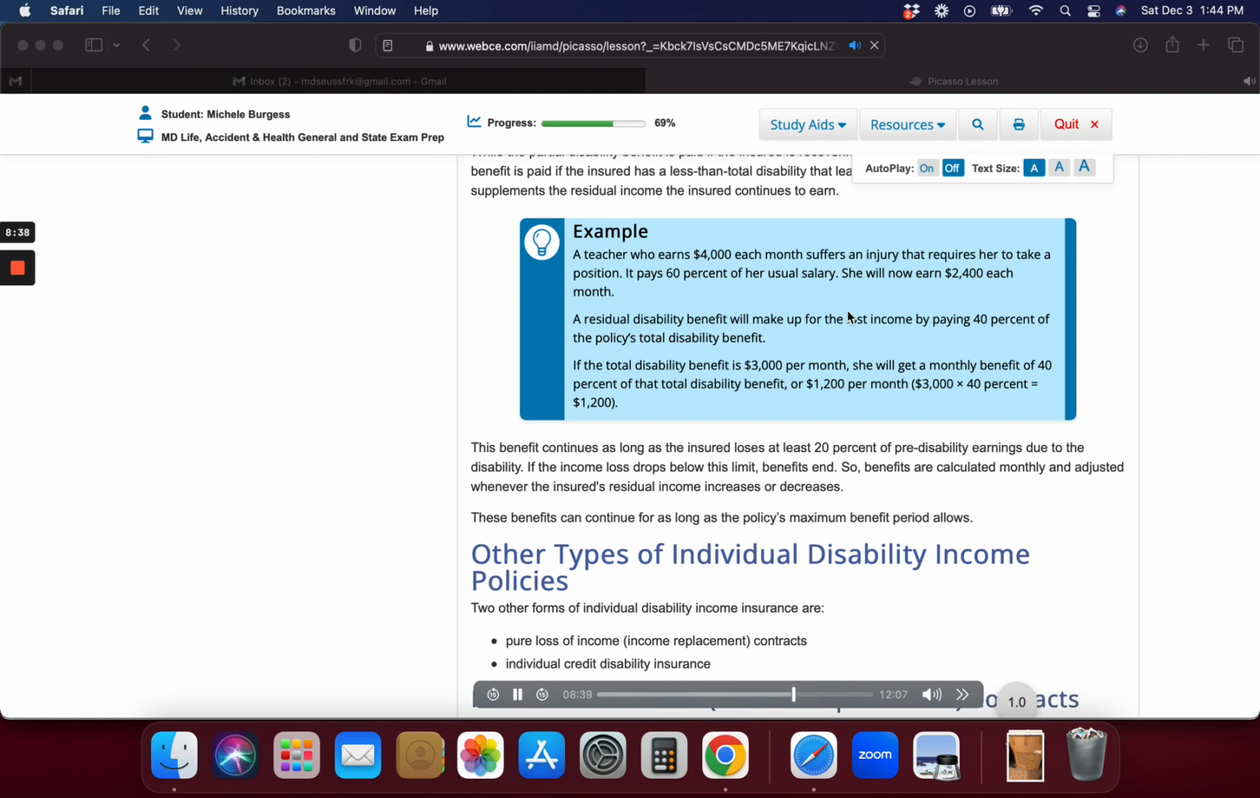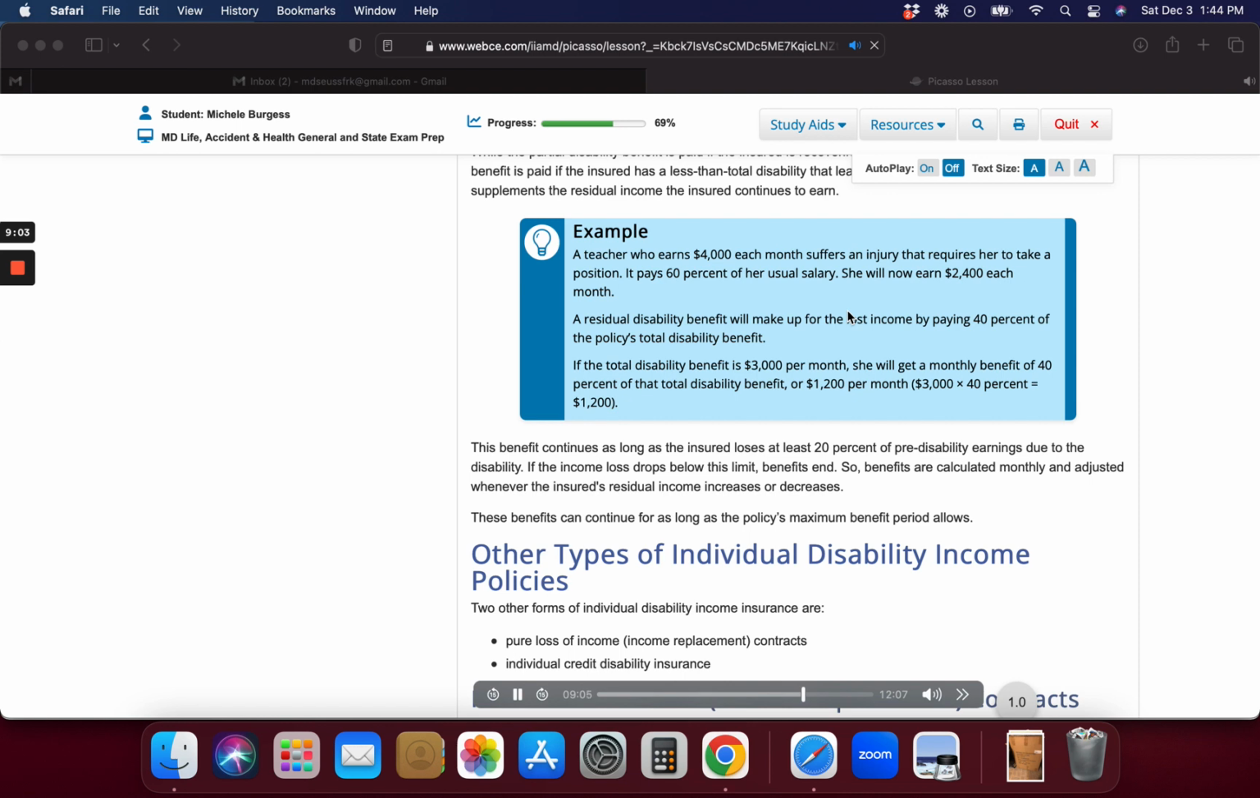This benefit continues as long as the insured loses at least 20% of pre-disability earnings due to the disability. If the income loss drops below this limit, benefits end. So, benefits are calculated monthly and adjusted whenever the insured's residual income increases or decreases. These benefits can continue for as long as the policy's maximum benefit period allows.